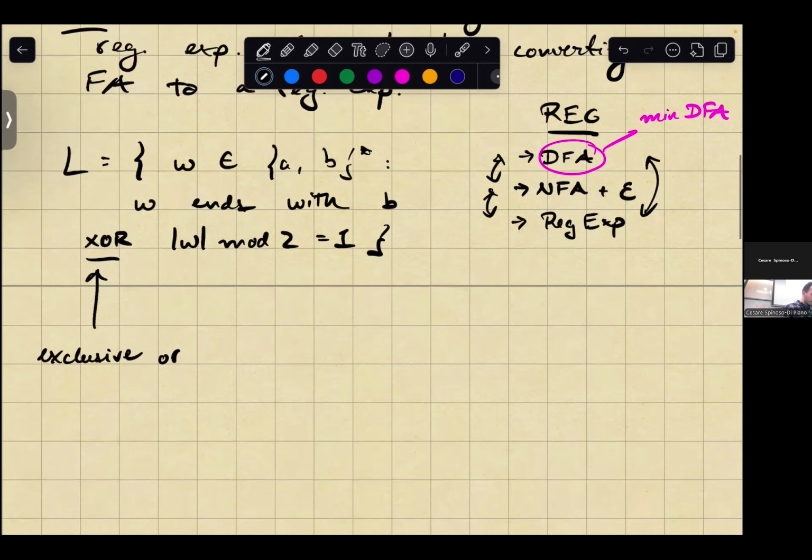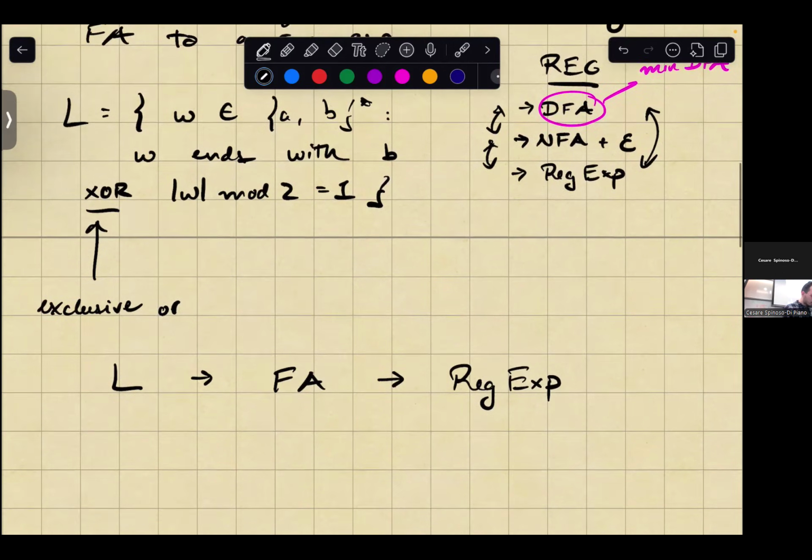Right, so what's the strategy going to be here? Well, we're going to have to analyze L, create some kind of FA for it, and then use the conversion algorithm to convert it to a regular expression, right? So let's first analyze the language L. What does it mean for a string to be in L? Well, let's consider the two conditions in the XOR.